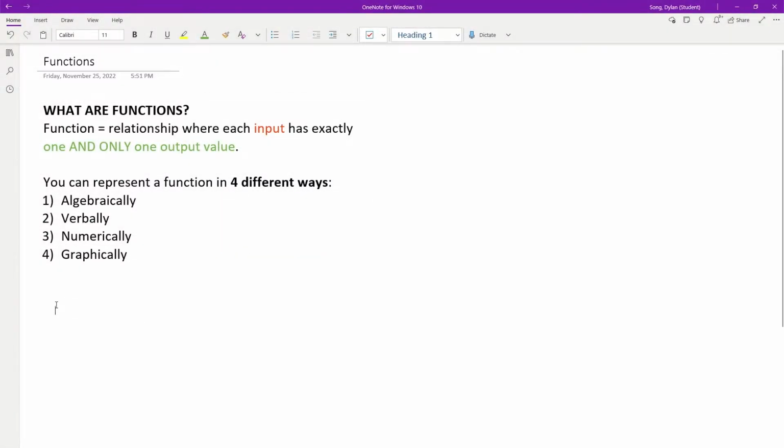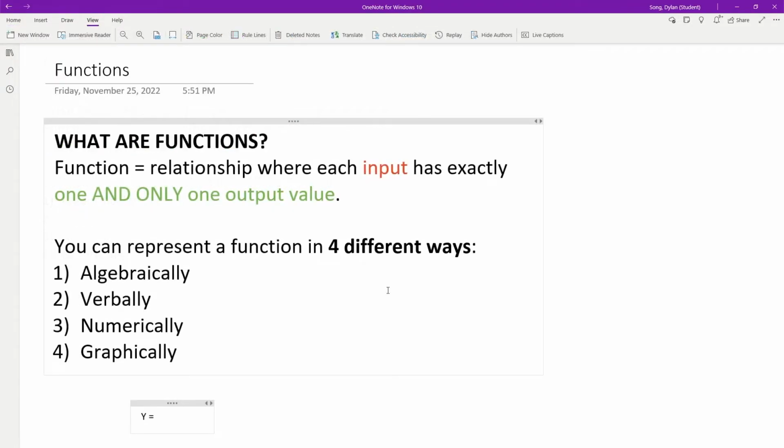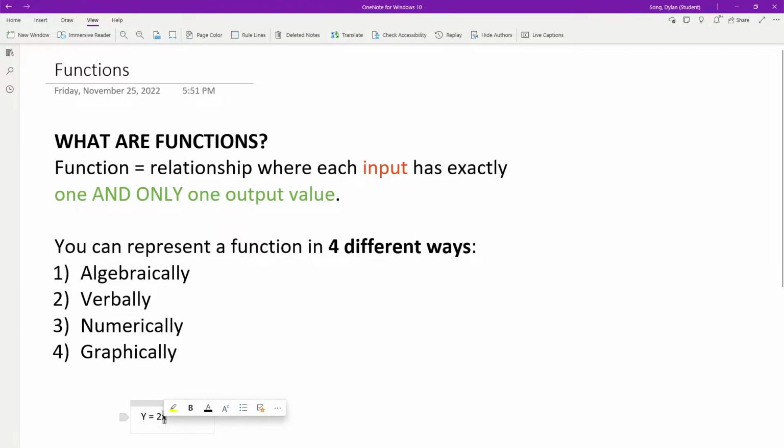Okay, let me have an example here for you guys. Let's say y equals 2x. This would be a function because it has an input, the x value, which represents the input values, and the output values represent all the different y values. And this would be an algebraic way of expressing the function.